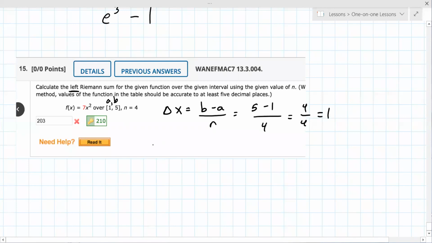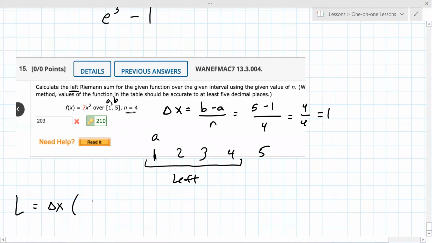Now, why do you need this? Well, because you have to start at your a value, and then you add delta x. So that gives you 2, and then you add delta x, gets you to 3, add delta x, gets you to 4, add delta x, and gives you 5. So even though there's 4 n's, there's actually 5 numbers. But because you're doing the left sum, you only want these. Okay. So the left sum, we use L for that, is delta x times f of 1 plus f of 2 plus f of 3 plus f of 4, because of those 4 values there.